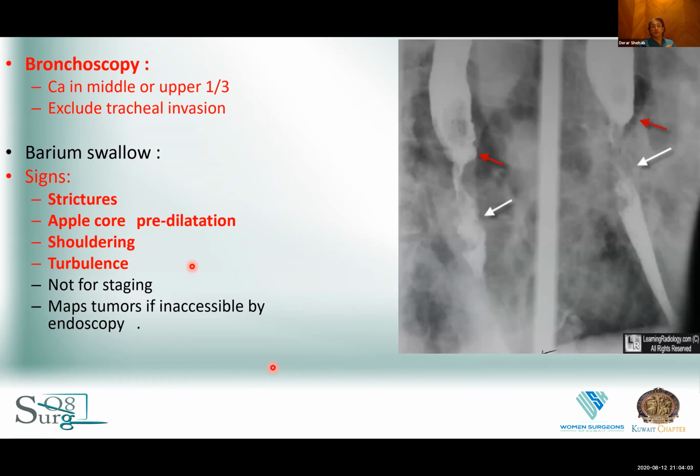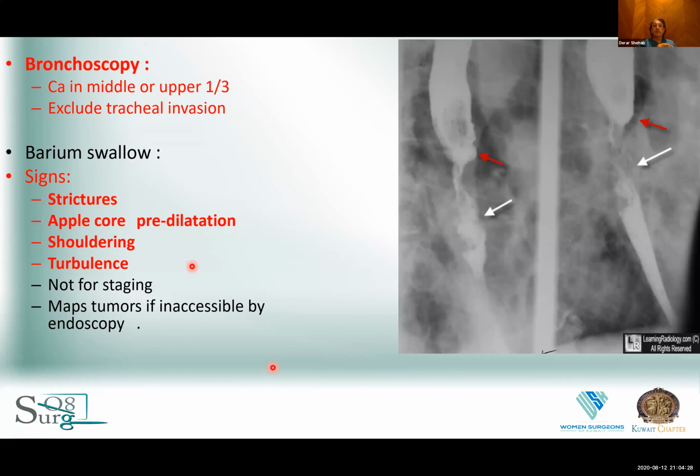Other tools for diagnosis and staging: bronchoscopy. Bronchoscopy is not used on everyone. Bronchoscopy is used if you have upper half esophageal cancer. Then you do bronchoscopy just to rule out any invasion to the airway.